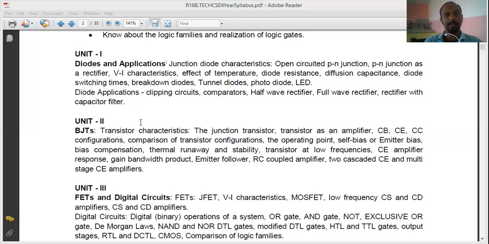Now your question might be, why should I study electronics when I have taken up computer science? Why should I study electronics? So you see, all these subjects come under electrical sciences. So what do I mean by that?